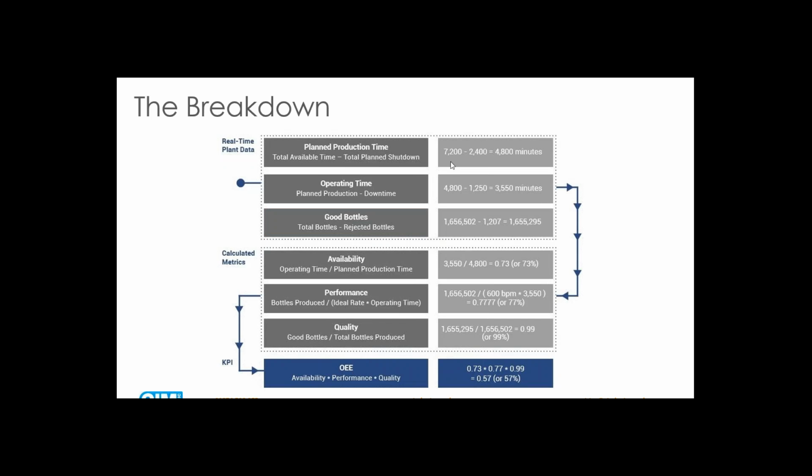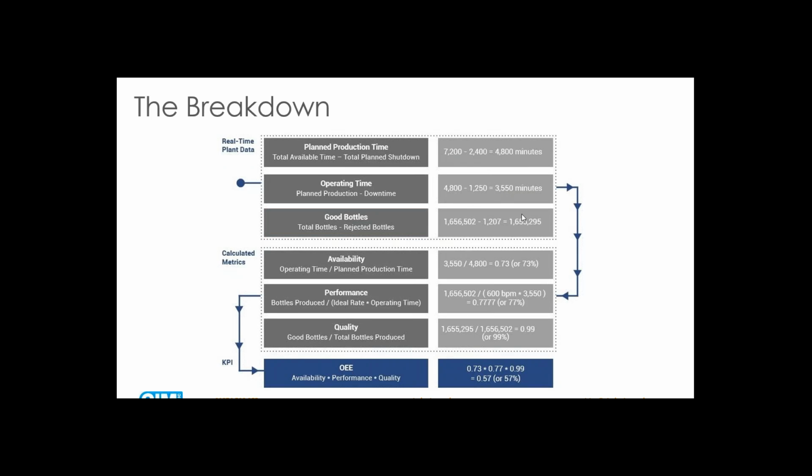So if we start at the top, we have a total available time, 5 days, 7,200 minutes, and we planned to shut down during that time for 2,400 minutes, giving us 4,800 minutes of planned production time. During that planned production time, we experienced 1,250 minutes of downtime, which gave us an operating time, if we go back to the calculation earlier, of 3,550 minutes.